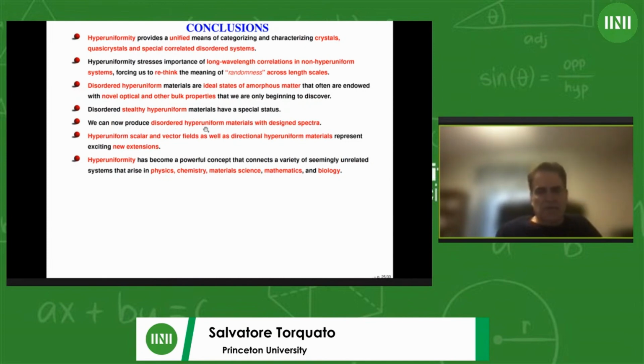We can now produce disordered hyperuniform materials with designed spectra. I haven't really spent that much time telling you about it, but that's true. Hyperuniform scalar and vector fields, as well as directional hyperuniform materials, represent exciting new extensions. And hyperuniformity seems to have become a powerful concept that connects a variety of seemingly unrelated systems that arise in physics, chemistry, material science, mathematics. I haven't mentioned that actually the prime numbers in a certain Goldilocks interval are hyperuniform. Fascinating, as well as biology.